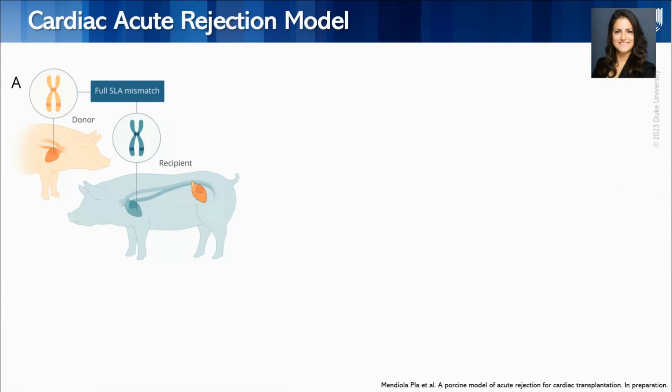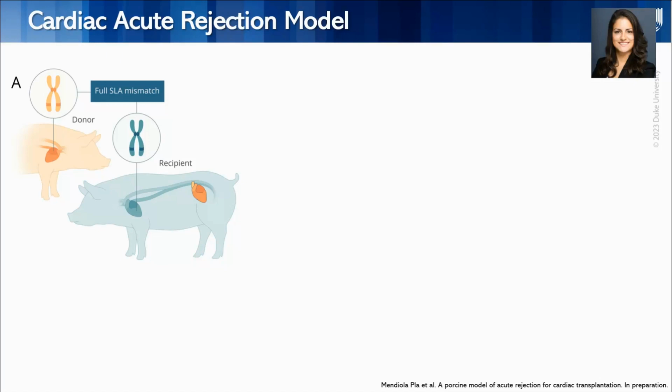So the first thing that we're working on is to improve initial cardiac transplant outcomes. And we're focusing on trying to minimize the need for acute immunosuppression or long-term immunosuppression. In order to do that, we've been working for the past 3 years in the development of a cardiac rejection model in the pig. And this work has been done by Michelle Mendiela-Pla in the lab for the past 3 years. She's a surgical resident in the lab.